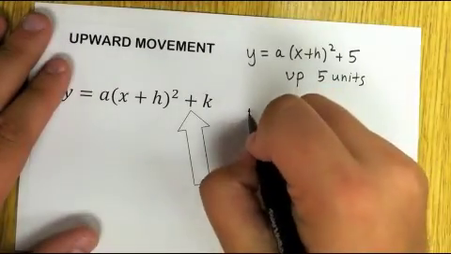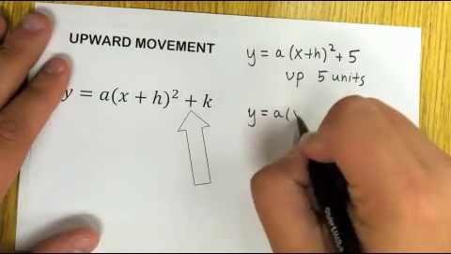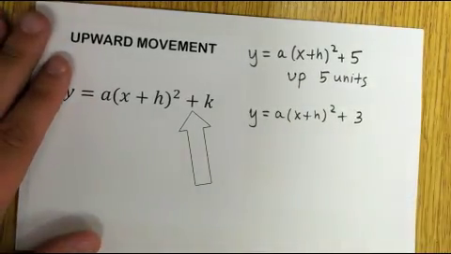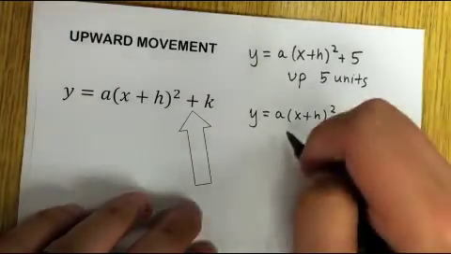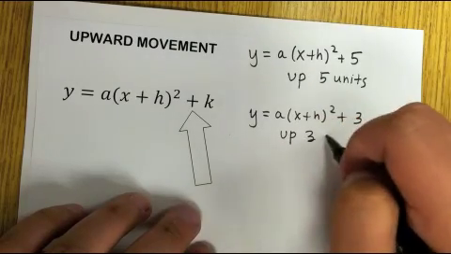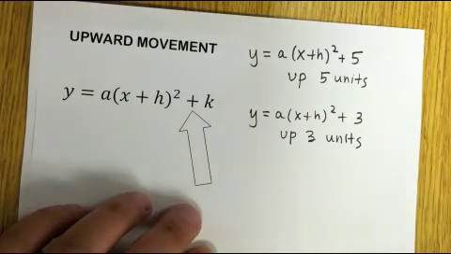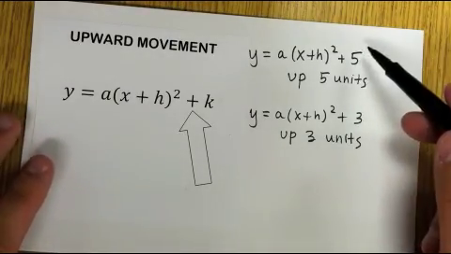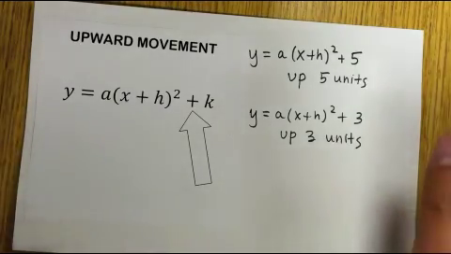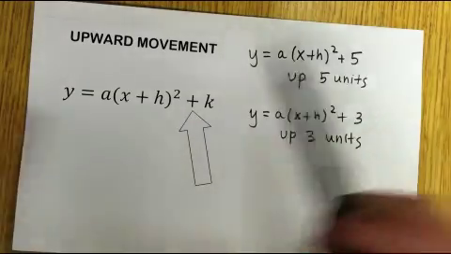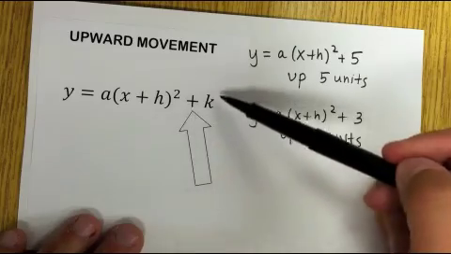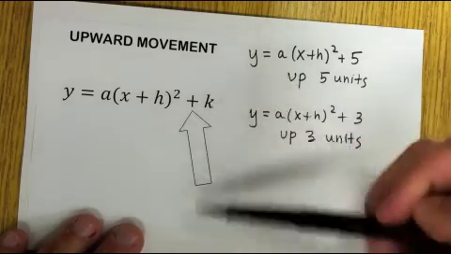Okay? If I gave you y equals a times (x minus h) squared plus 3, well, plus 3 means I'm going to go up 3 units. And it doesn't matter whatever number you put on the outside. So, are you still with me here? Let me just recap everything so far. Again, parentheses, left and right. This k, this outside number here, is up and down.